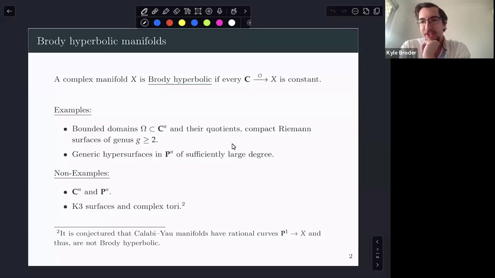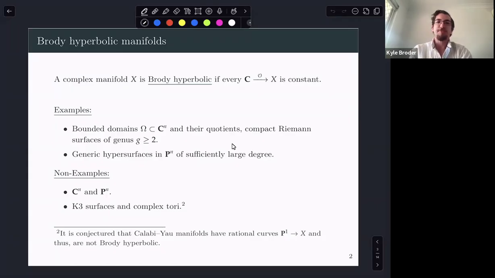So understanding this picture in higher dimensions and understanding what these facts about the disk mean is really the subject of hyperbolic complex geometry. The higher dimensional generalization of the first property, the Liouville property, is that we say a complex manifold is Brody hyperbolic if every holomorphic mapping from C into the manifold is constant.